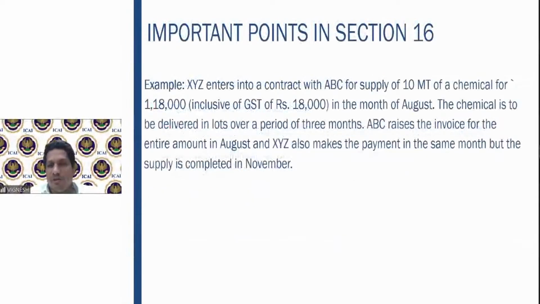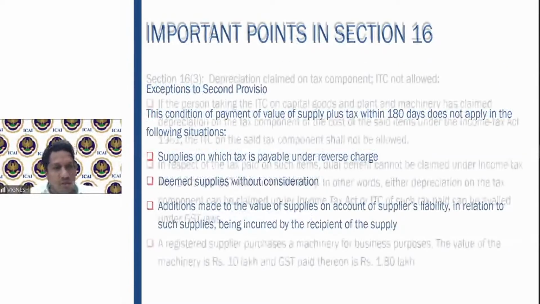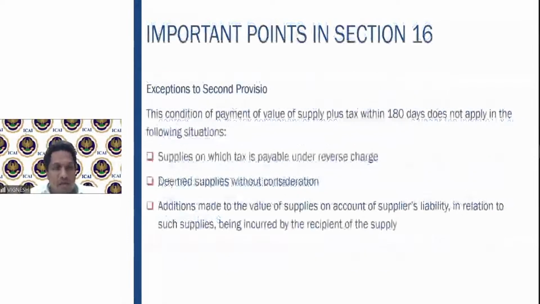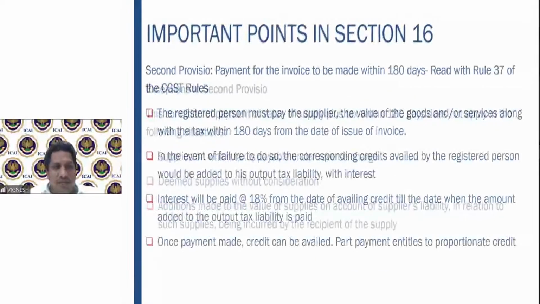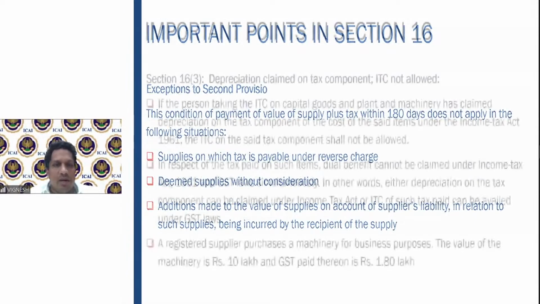Lots of installments, that also we have seen. This problem we have worked out. Second proviso, within 180 days he has to make the payment, with interest. This also we have seen. If you see in the exceptions column, supplies on which tax is deemed supply and all this are covered.